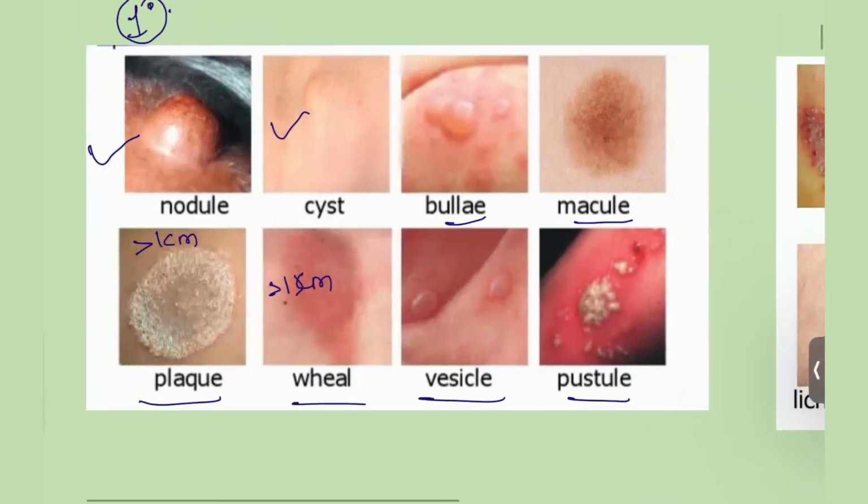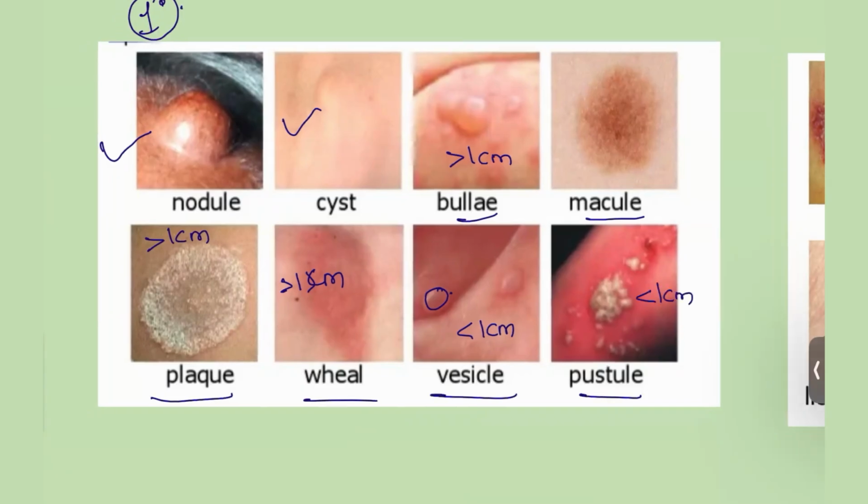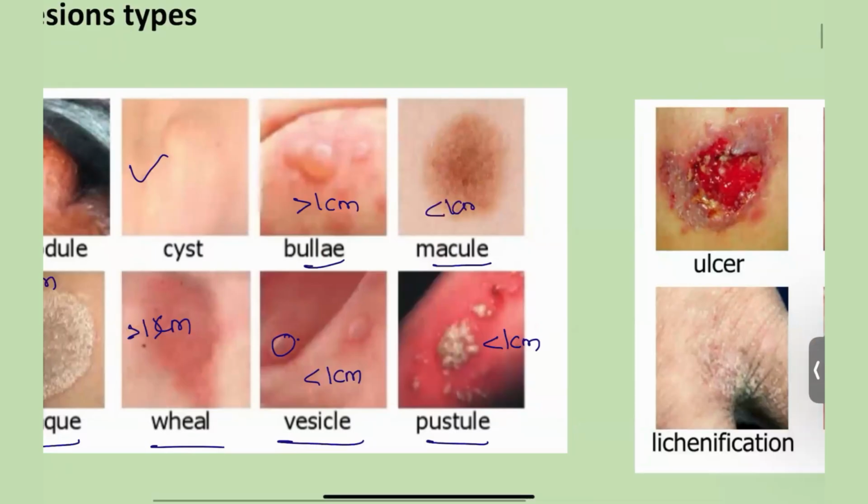A vesicle is fluid-filled and less than 1 centimeter. A bulla is the same as a vesicle, but more than 1 centimeter. A pustule contains pus and is less than 1 centimeter. A macule is different from a patch: a macule is less than 1 centimeter, whereas, opposite to this, a patch is more than 1 centimeter.